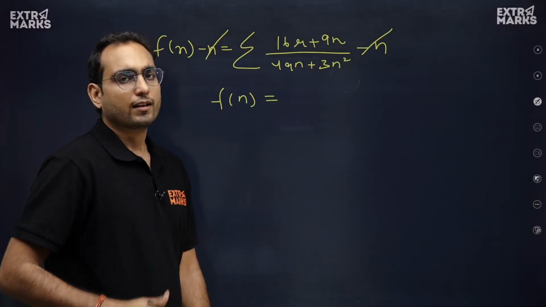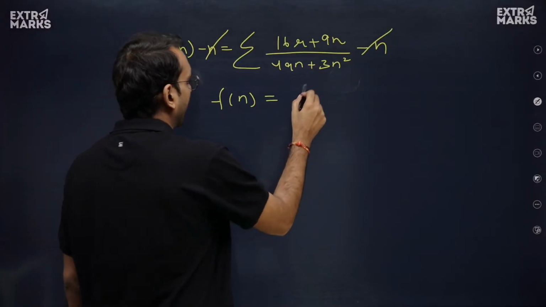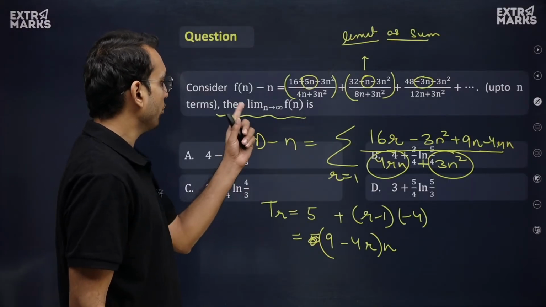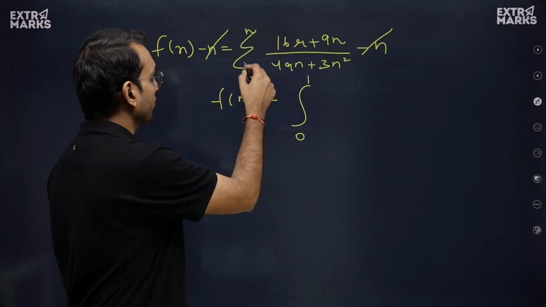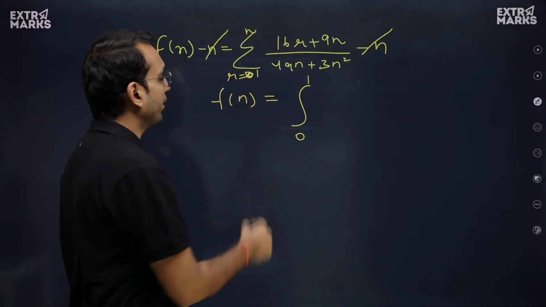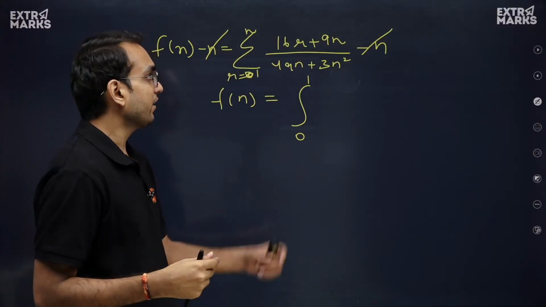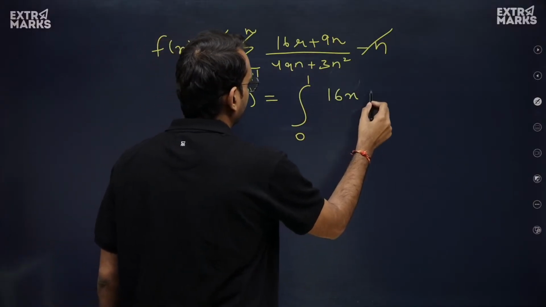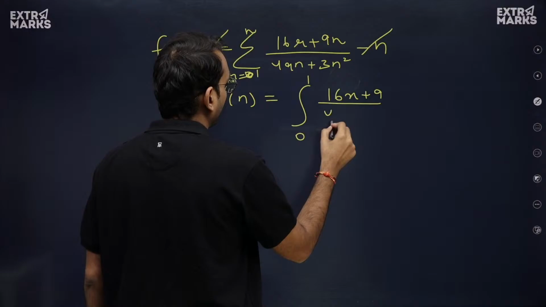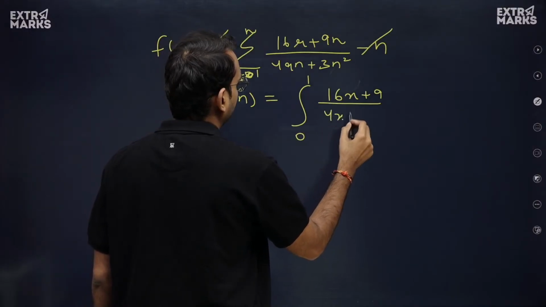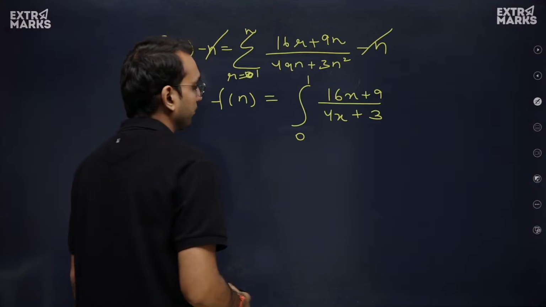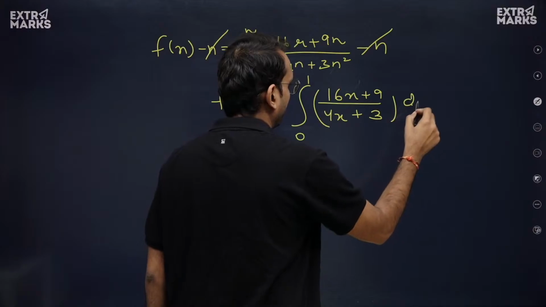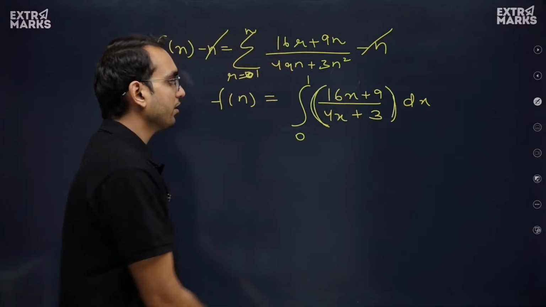Now what is the procedure? Just replace r by x and n by 1, and take the limit from 0 to 1, because the last term is basically up to n terms. So r equals 1 to n, the lower limit is 1 by n, that is 0, the upper limit is n by n, that is 1, and then 16x plus 9 upon 4x plus 3. The integration of this will be the answer.